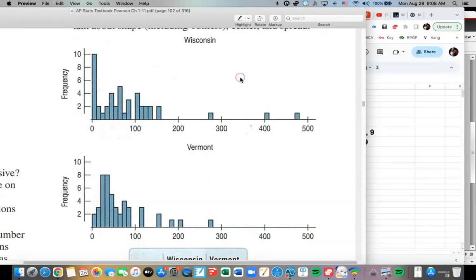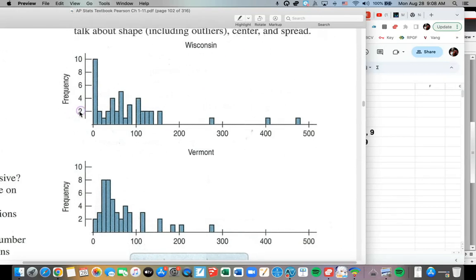Anyway, back to these two states. For Wisconsin, you can see that it's peaked on the left more than it is on the right. So we would call this skewed to the right, or better, skewed to the higher numbers. Same thing with Vermont. They are both skewed to the higher numbers. So for the shape, I would say they are unimodal. They just have one mode here. Both are unimodal and skewed to the higher numbers.